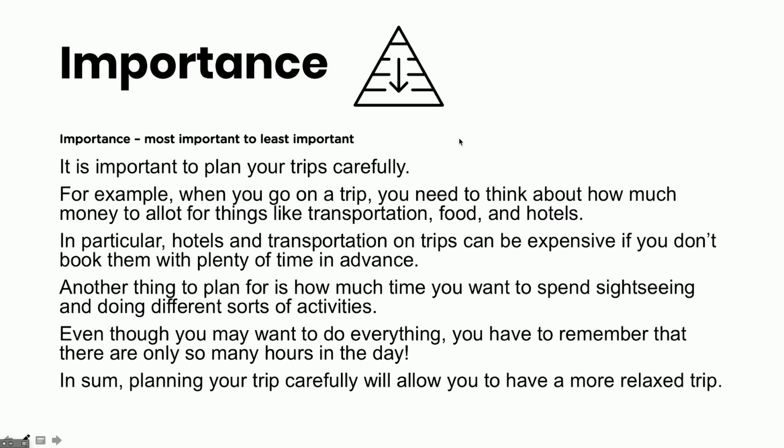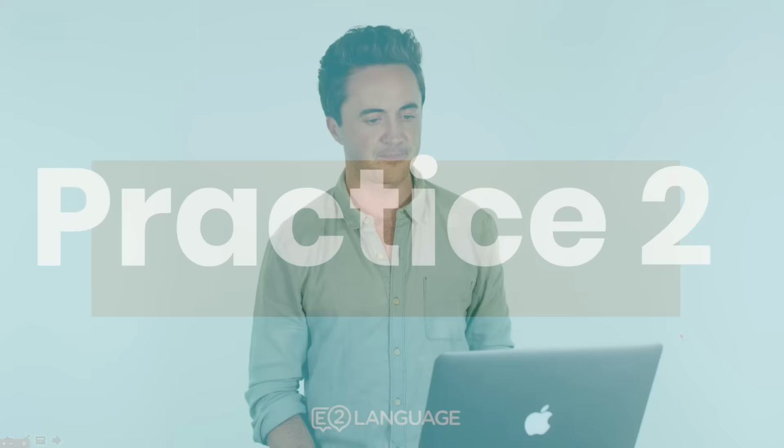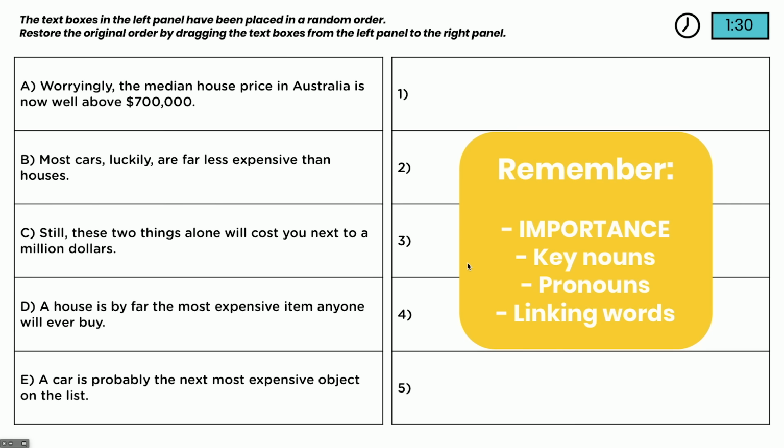Cool, so this paragraph here talked about the most important thing about money and planning and saving money, and then it talked about spending time on sightseeing. So they sort of had two features there. Let's do another practice, and the next paragraph will be constructed as an order of importance. Okay, you have 90 seconds to solve this one.